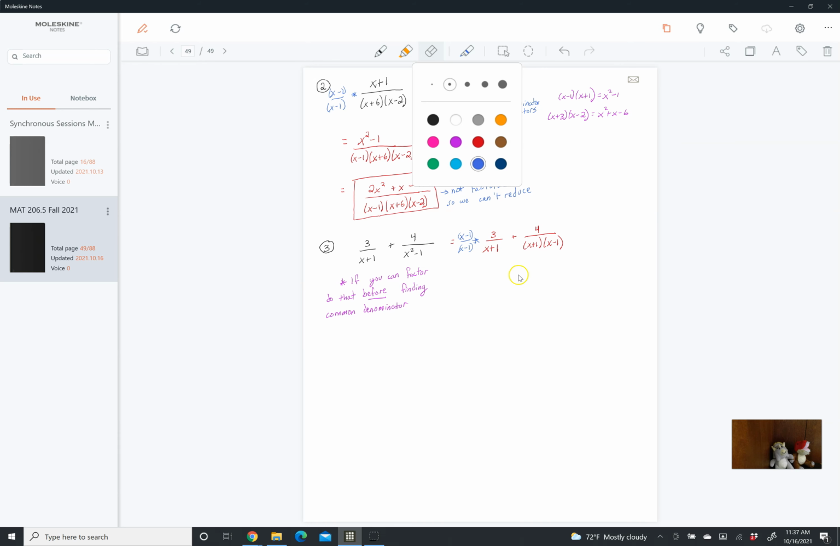Okay, so what do we do from here? Well, again, you can change the way that you write this middle step. You can write it as one fraction, or you can write it as 2. I'm going to write it as 2. So in other words, first, distribute the numerators. Keep it as 2 separate fractions and distribute the numerators. And then add. So 3x minus 3 plus 4 is 3x plus 1.